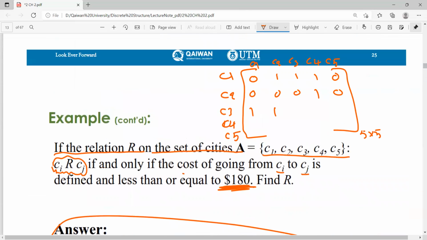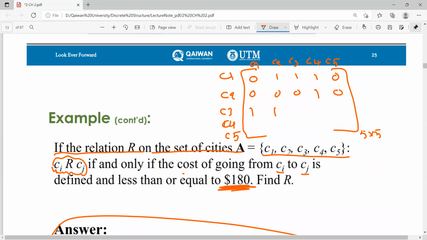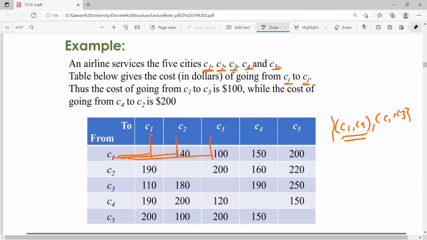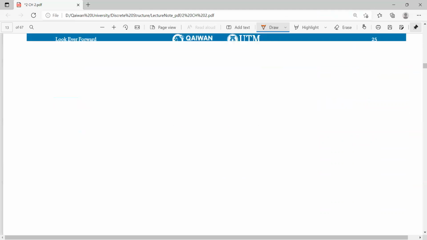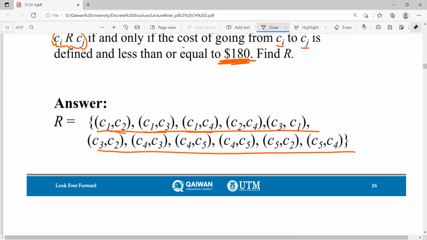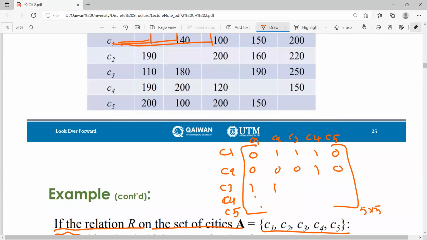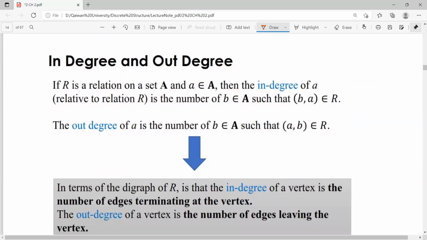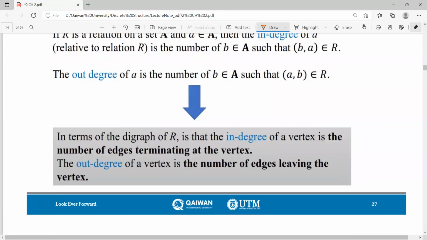For the matrix form, we just write down either 0 or 1. But for the set form, we should write down the symbols used for cities. These are the elements of the relation. And the above one, which I talked about, just try to finish this one, complete this one. It is the matrix form of the relation. You have in degrees and out degrees.